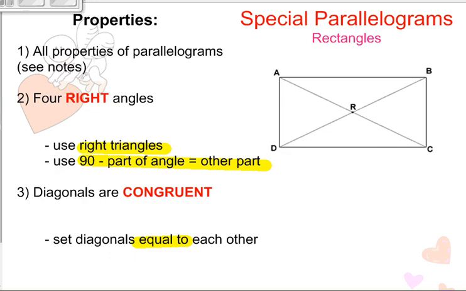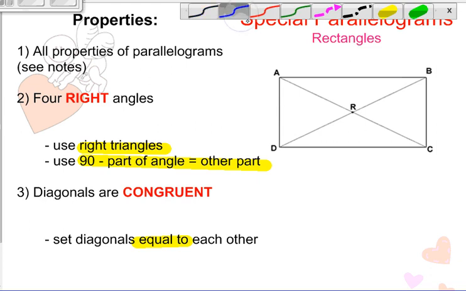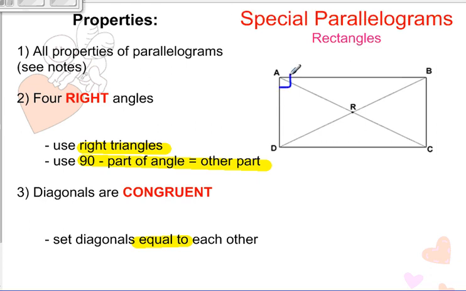Okay, so for rectangles, they hold all of the properties of the parallelogram. So they have the opposite sides being congruent, the opposite angles being congruent, and the diagonals will indeed bisect each other. But they also hold some special properties of their own. They will always have four right angles, so that's going to be those angles in the corner.